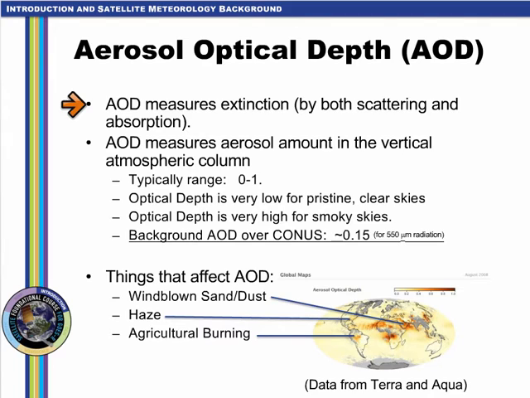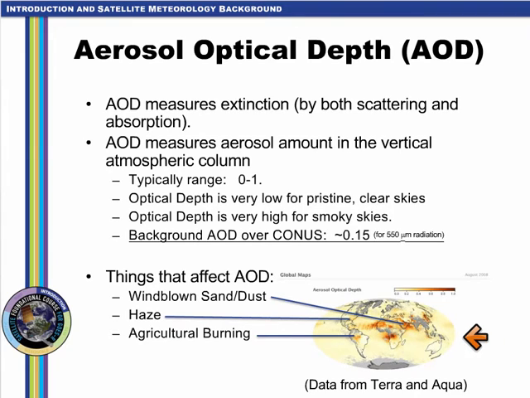AOD measures the extinction, that is to say attenuation of light, due to scattering and absorption, so it's related to the number of aerosols in the column. As the scattering or absorption increases, because the number of particles in the air increases, AOD will increase. AOD is very low for pristine air with clear skies, but the value can be near 1 if you are in very polluted air. Visibility is definitely linked to AOD and extinction.